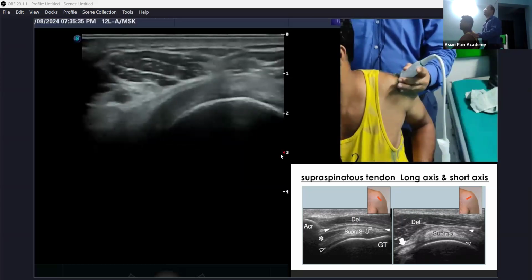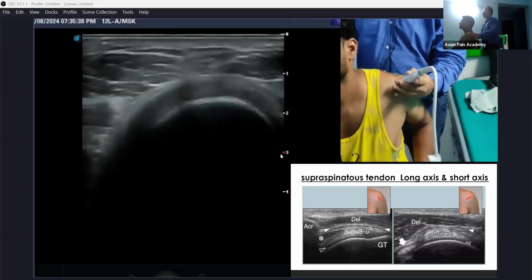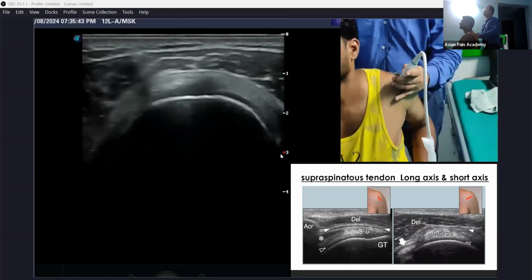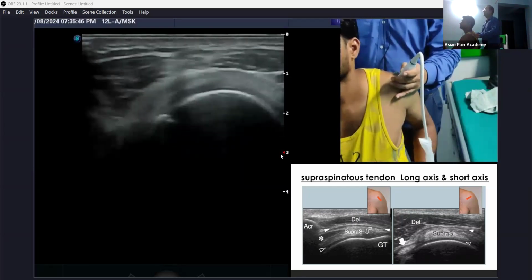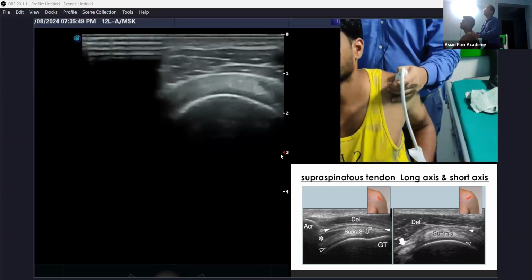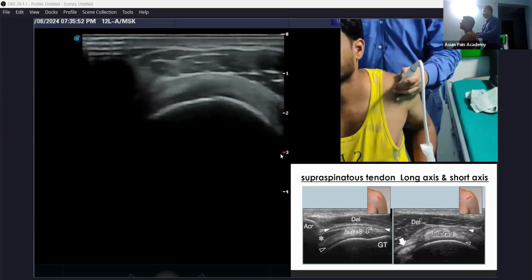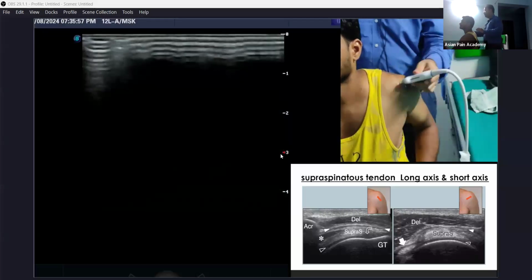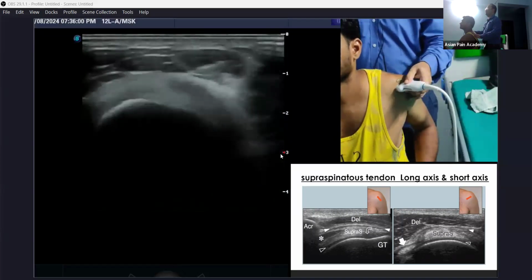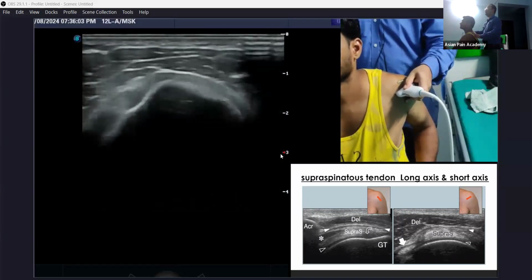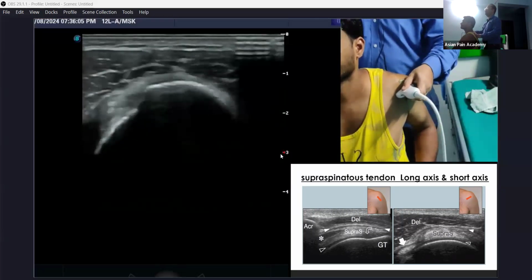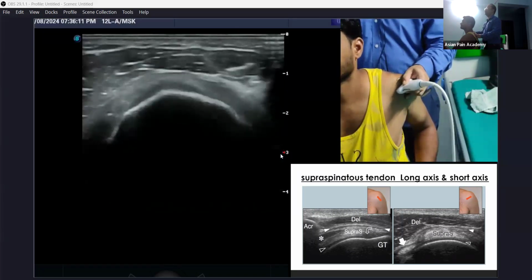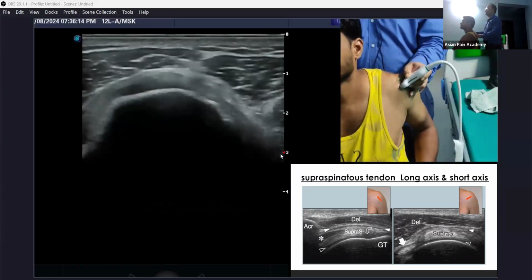If I go for short axis, it will be like this. So it is coming and joining here. Here sometimes it becomes a bit difficult to understand which side is supraspinatus, which one is supraspinatus. So I will show you later how we can understand which one is supraspinatus. Okay, here the main point is we will target again the bicipital groove.